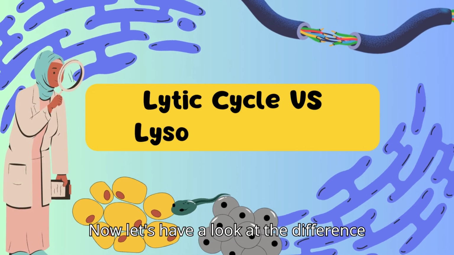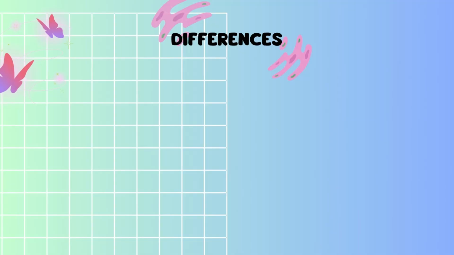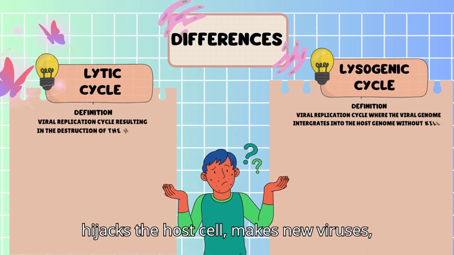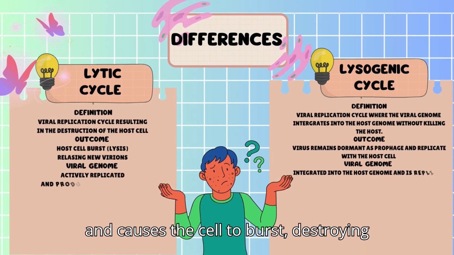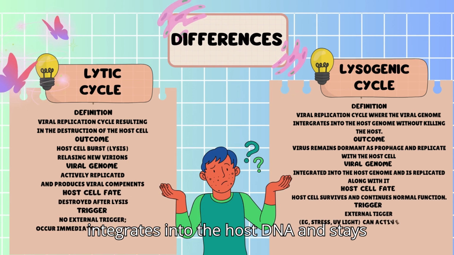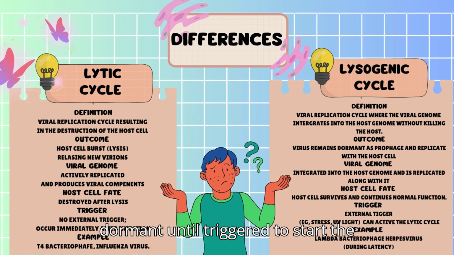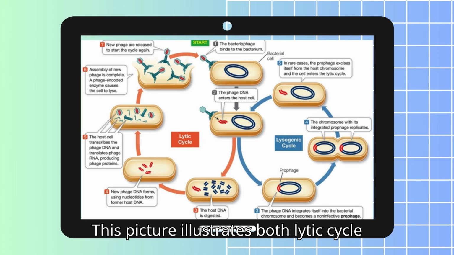Now, let's have a look at the difference between lytic cycle and lysogenic cycle. In the lytic cycle, the virus immediately hijacks the host cell, makes new viruses, and causes the cell to burst, destroying it. In the lysogenic cycle, the virus integrates into the host DNA and stays dormant until triggered to start the lytic cycle later. This picture illustrates both lytic cycle and lysogenic cycle.